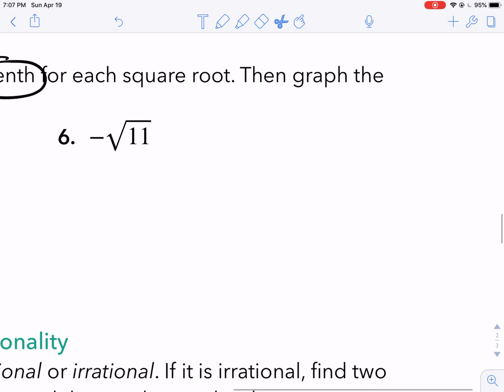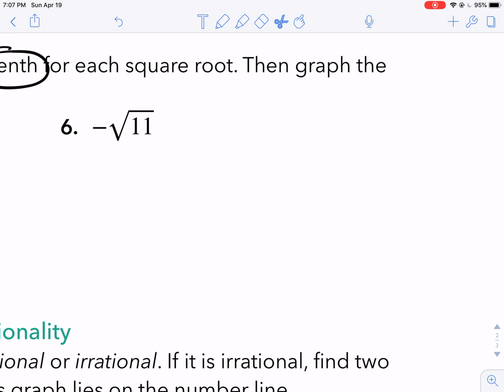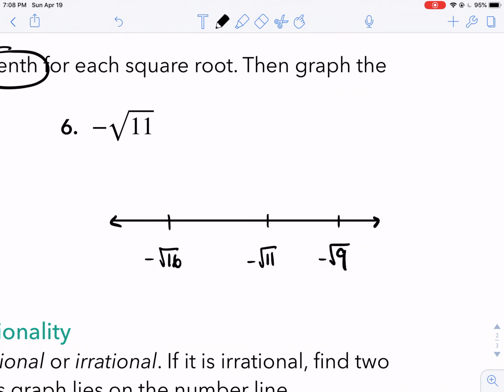Let's do another one. This time we're going to work with a negative number. The square root of negative 11. Well, if I want to put that on a number line, I want to look for other perfect squares. Well, the negative square root of 16. 16 is a perfect square. We also have a negative square root of 9 because 9 is a perfect square as well. Now 11 is closer to 9. It's going to be about there. So the square root of negative 11 is going to be about right here.